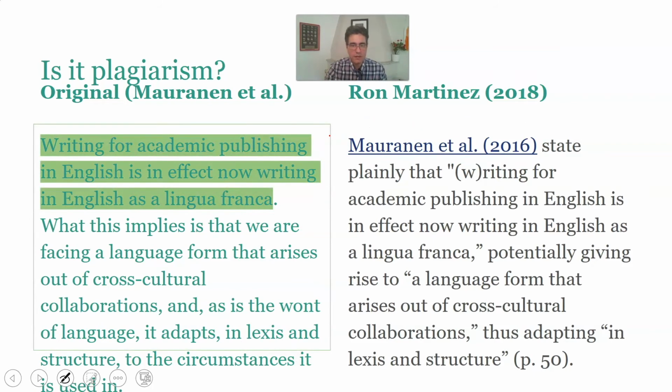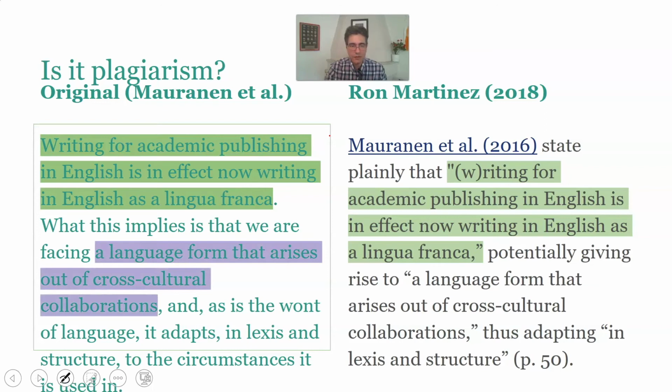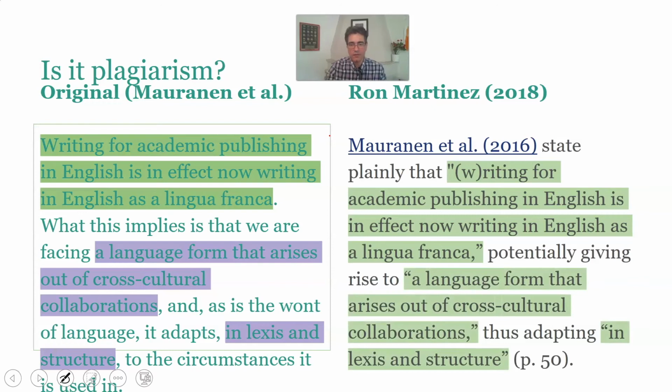So this here in the original I took, but I also took that and that. The rest does not fit into what I want to say, and it's clear who is saying what.